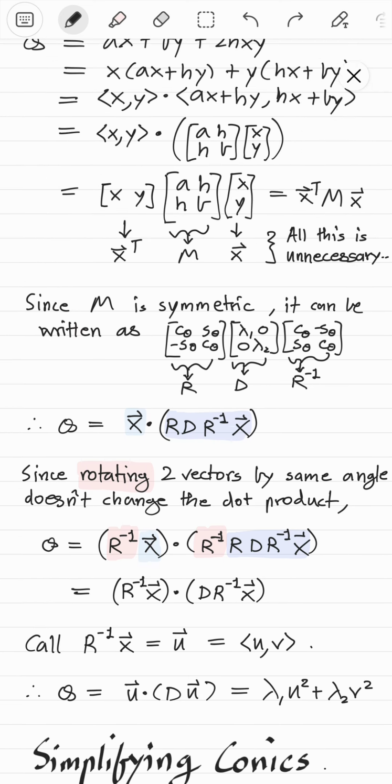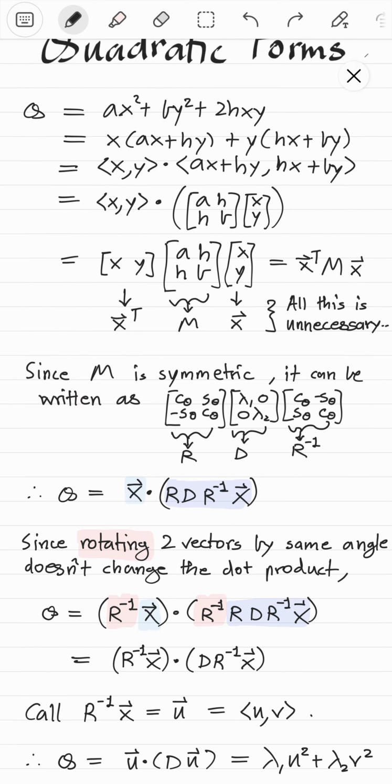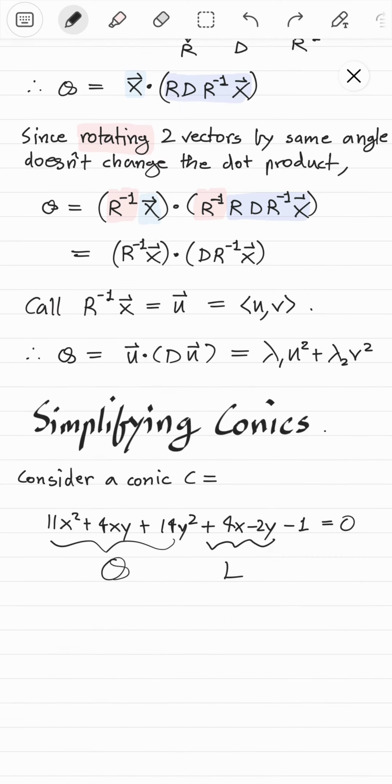Oh, and also remember what R actually was. It was just all the eigenvectors in order stacked up as column vectors, right? Of course normalized as well because we want them to be unit vectors, but whatever. Just remember that and you will be good to go. Okay, so let's start.